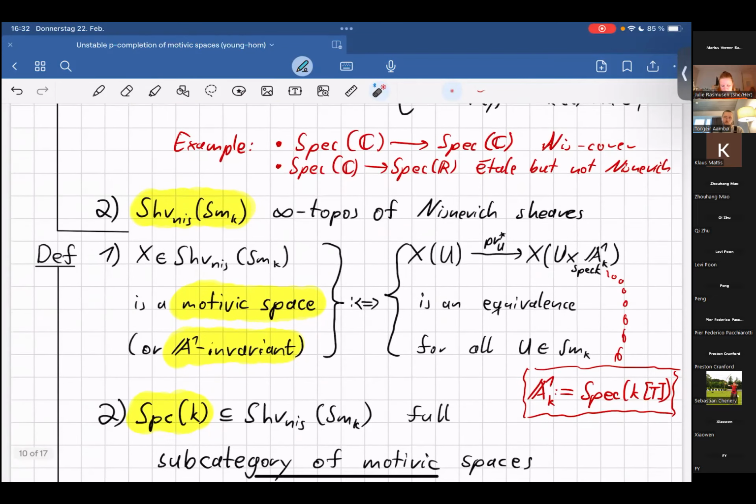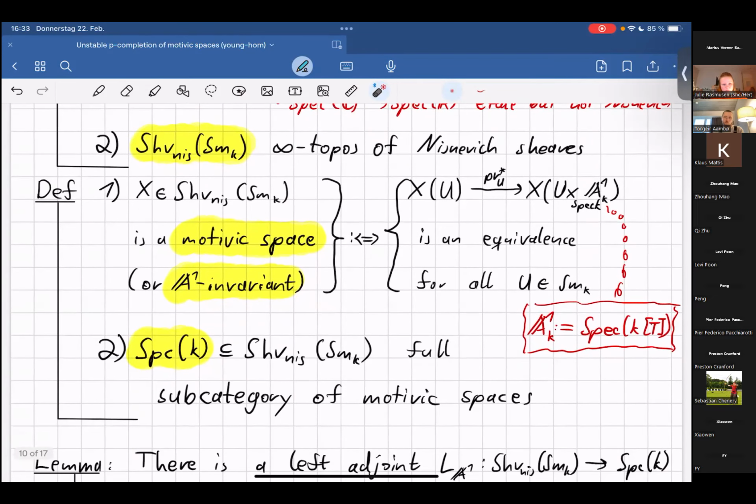Okay, and now I can define what a motivic space is. If we have some X living in Nisnevich sheaves, then we say that it is a motivic space, or it is A1 invariant, if the morphism from X evaluated at U to X evaluated at U times A1, the affine line, induced via the projection, is an equivalence for all smooth schemes U. And just to remind you, the affine line is just the spectrum of the polynomial ring in one variable.